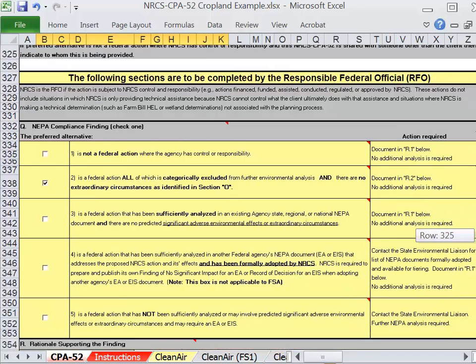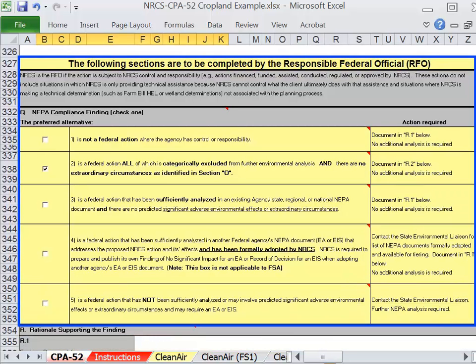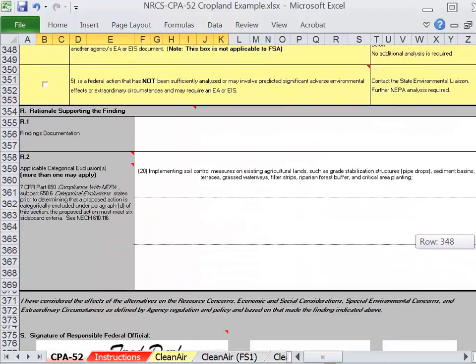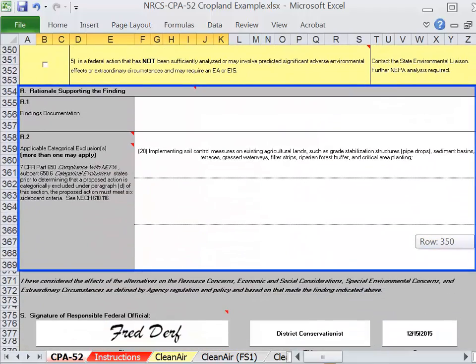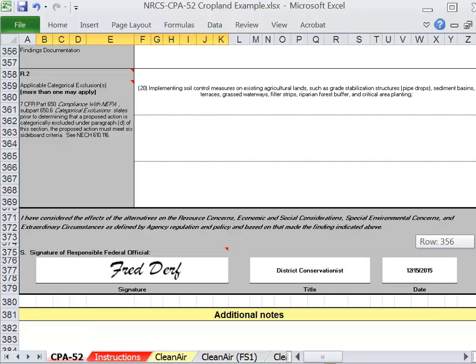From there on, the remaining sections Q through S were completed by the responsible federal official who completed Section Q, NEPA compliance finding, and Section R for the rationale supporting the NEPA compliance finding. The responsible federal official then wrapped it up with their signature in Section S.